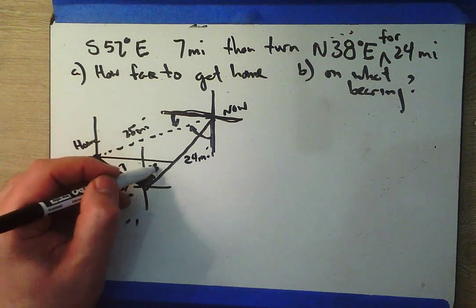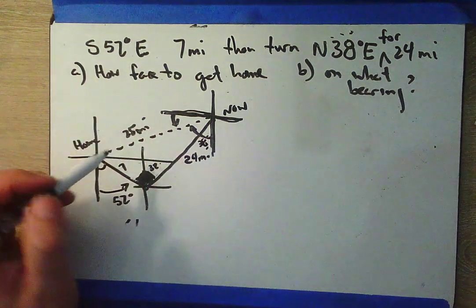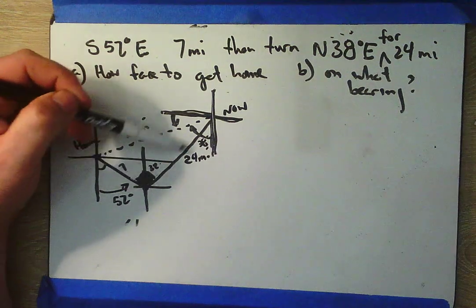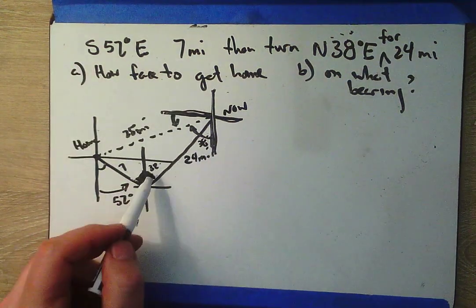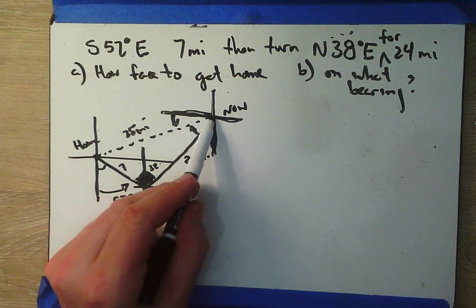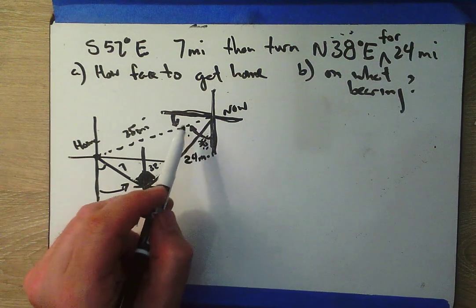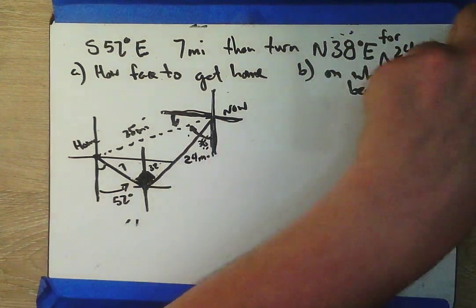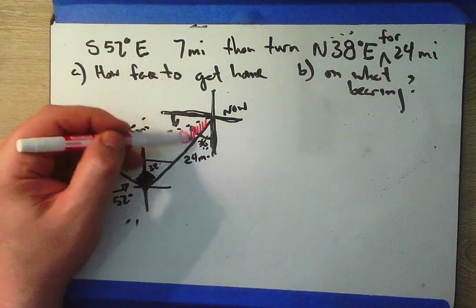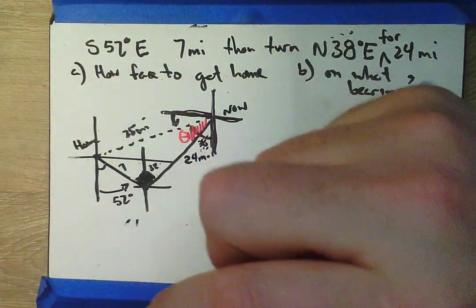I know that this is 38 degrees, and therefore this is 38 degrees, because again, parallel lines cut by a transversal form alternate interior angles. But notice that our bearing would be south 38 and this angle here. This one that's inside of our triangle. If I add 38 plus that angle, I can get my bearing home.